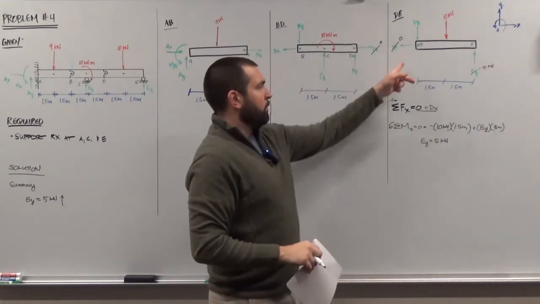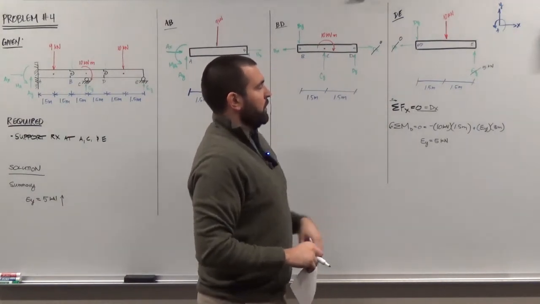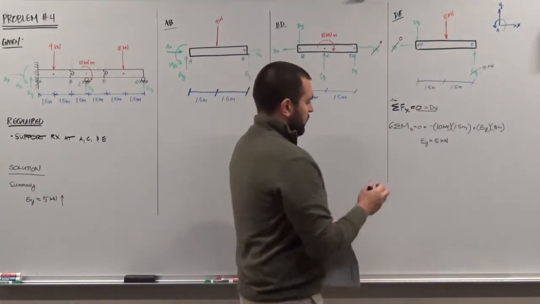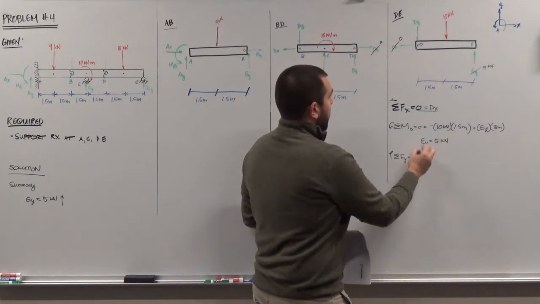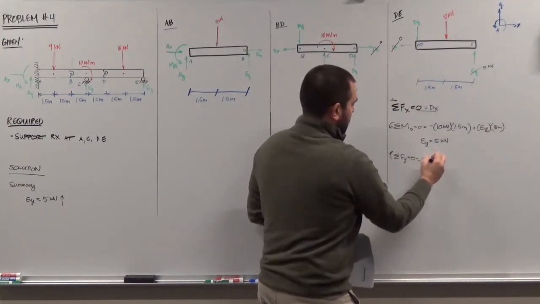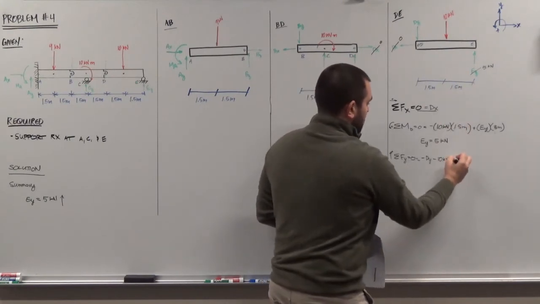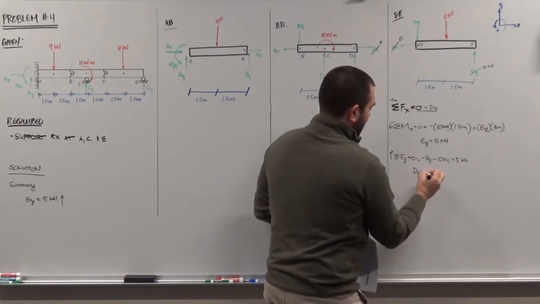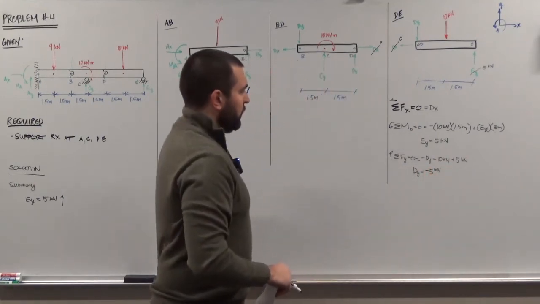But I need Dy now. And so I can either sum the forces vertically, or I could sum the moments about either this intermediate point or point E if I wanted to. It doesn't really matter. Let me just go ahead and sum the forces in the y equal to 0. And so here I get minus Dy minus 10 kilonewtons plus 5 kilonewtons, which is Ey. And so in this case, I get that Dy has to be equal to negative 5 kilonewtons for this to be in equilibrium.